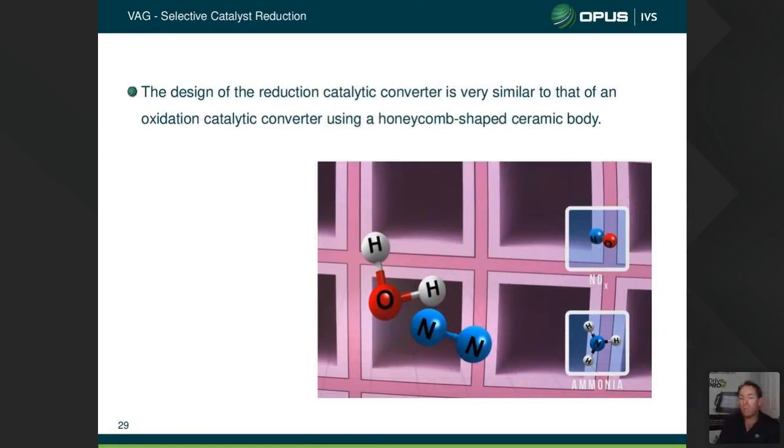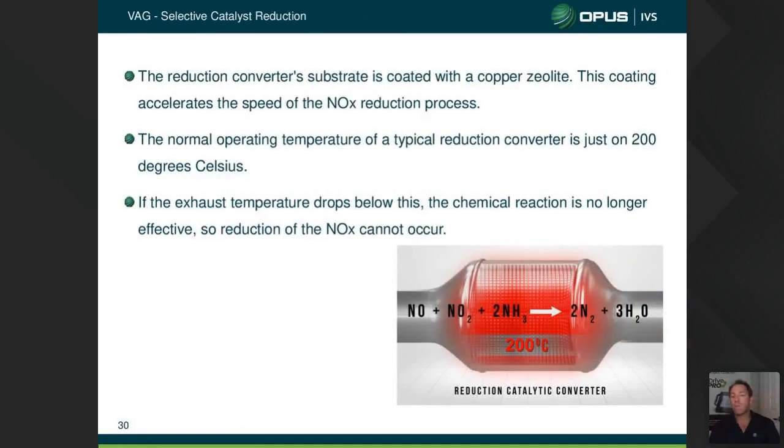The design of the reduction catalytic converter is very similar to that of an oxidation catalytic converter, using a honeycomb-shaped ceramic body. The reduction converter's substrate is coated with copper zeolite. This coating accelerates the speed of the NOx reduction process. The normal operating temperature of a typical reduction converter is just on 200 degrees Celsius. If the exhaust temperature drops below this, the chemical reaction is no longer effective, so reduction of the NOx can't occur.